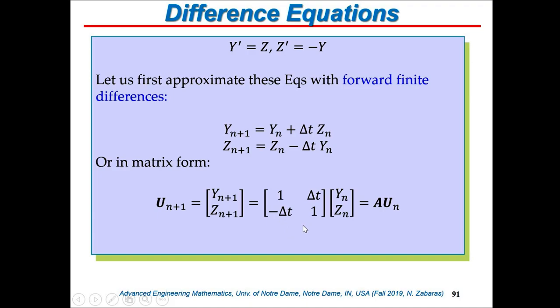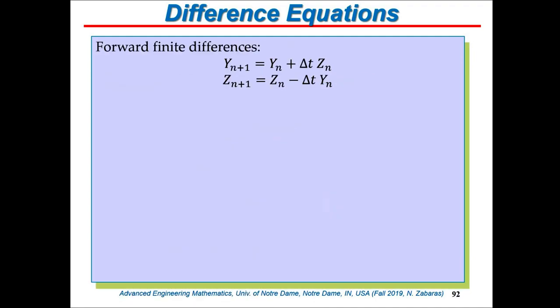Now, I remind you from one or two slides ago, if you solve this problem exactly, you do get a solution that corresponds to a motion around the circle, right? There is no damping, so you keep moving forever around the circle. And obviously the question is, do you actually move around the circle when you discretize this with forward finite differences? So let's see what is going on.